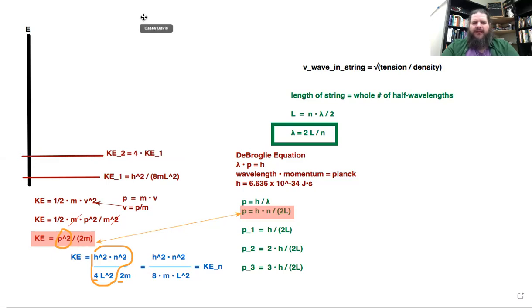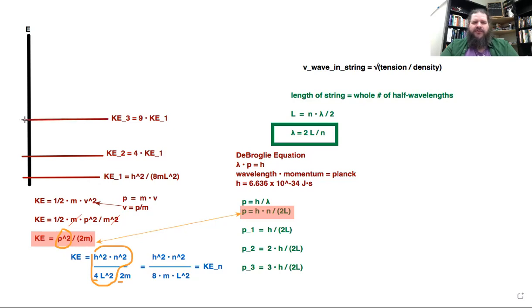And then what about Ke3? How do we write that out in terms of Ke1? How many times higher would it be? Yeah, you plug in 3, you get 9 from 3 squared. 9 times h squared over 8 ml squared, or to abbreviate that, 9 times Ke1. So that's going to be 9 times as high as the original.